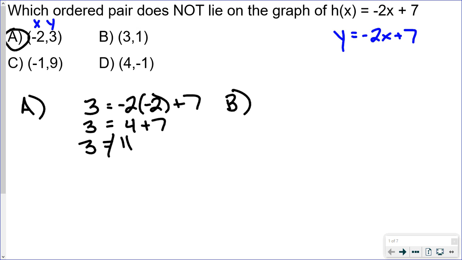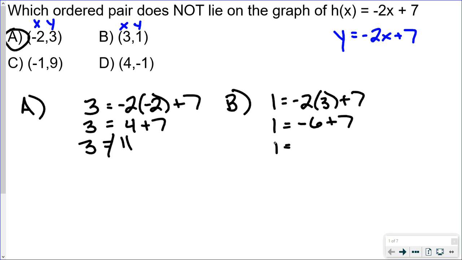So on B, my x, here's my y. I plug in 3 for x and 1 for y. So 1 equals negative 2 times 3 plus 7. Again, I've just plugged in a 3 for the x. So 1 equals negative 6 plus 7. 1 equals 1. So that point does lie on the graph of that function or that equation. And if you did C and D, those would also be true. So what you're looking for is the one that doesn't work in that equation.